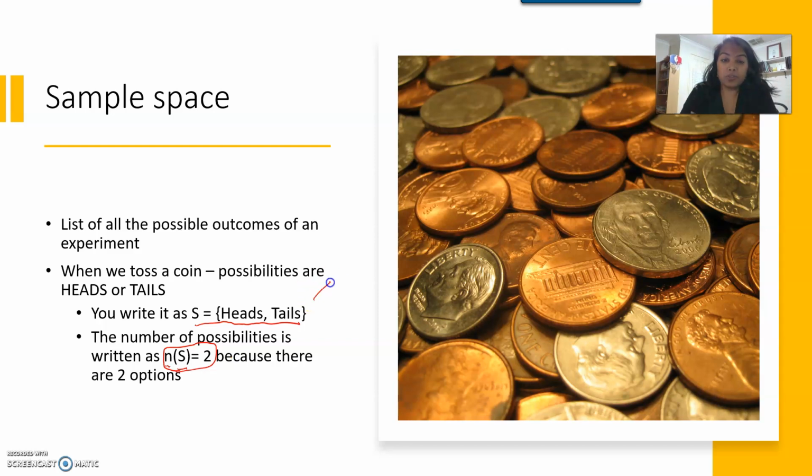So this is what I want you guys to be familiar with, both. If I ask you to state the sample space, you write it like that, capital S, heads, tails, whatever it is. If I ask you the number of possibilities, you write it little n, bracket with the S, equals, and then you write how many there are.